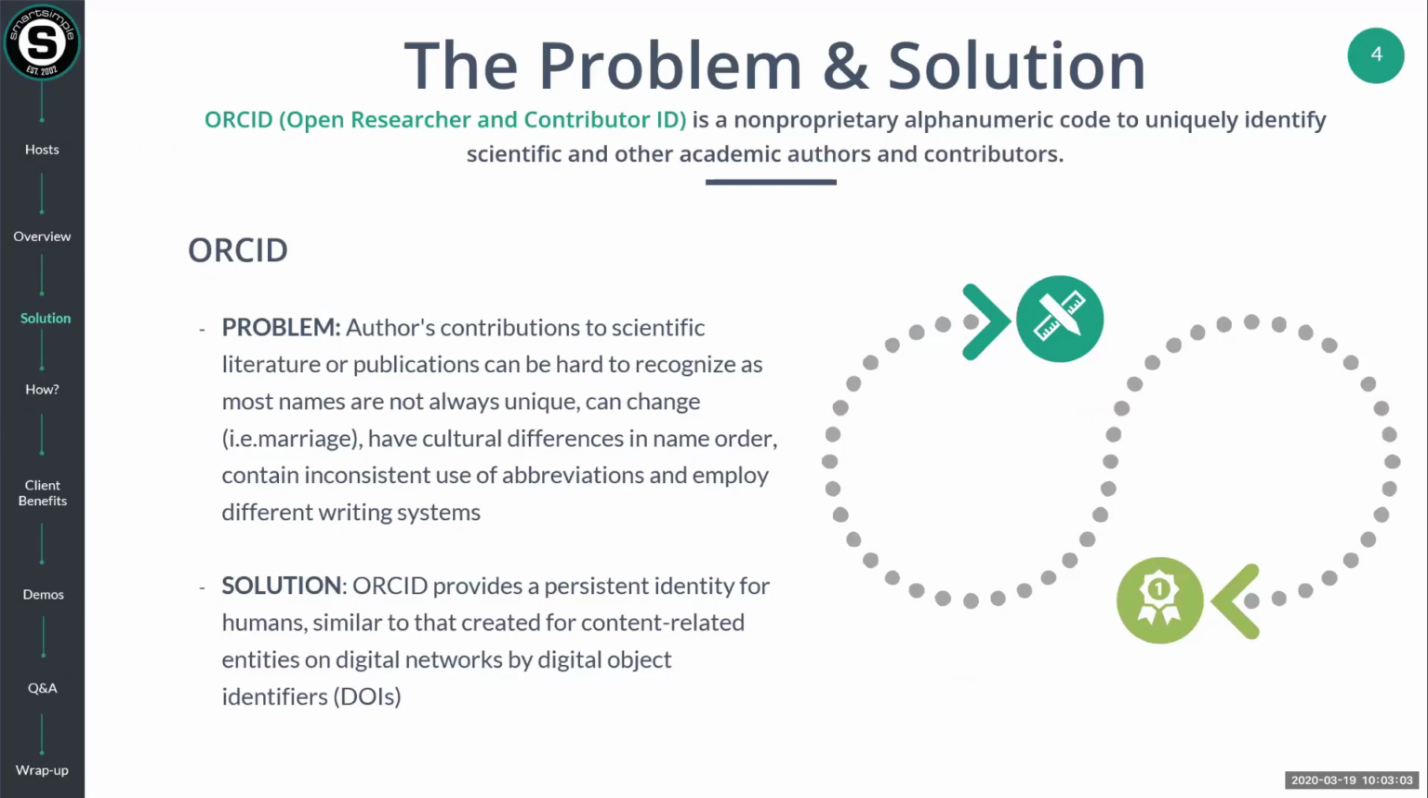So ORCID acts almost like a LinkedIn profile for researchers, but it assigns an ID to them so that everything can be reconciled against a number as opposed to names, which can obviously be difficult.